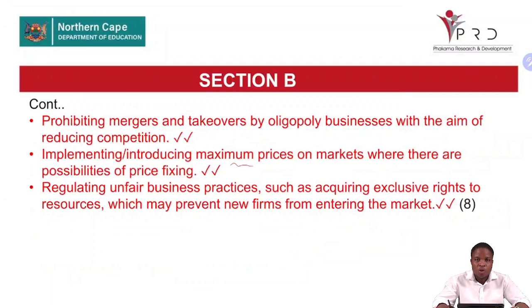It favors consumers because they'll be able to buy. Regulating unfair business practices such as acquiring exclusive rights to resources, like giving of patents, they can regulate that so that other people are also able to start these businesses, which may otherwise prevent new firms from entering the market. So that can be regulated. Instead of giving only 2 businesses a license, they can give more so that they can create competition. So this is how you answer this question.